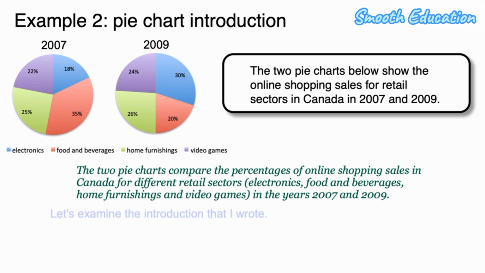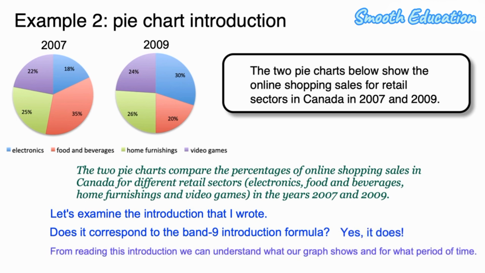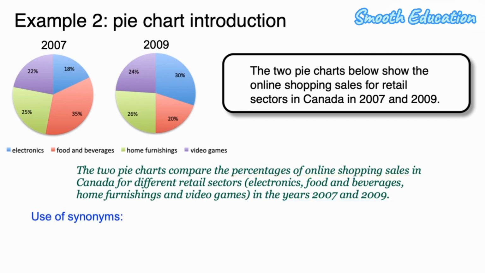Alright, let's examine the introduction that I wrote. Firstly, does it correspond to the Band 9 introduction formula? Well, yes it does. From reading this introduction, we can understand what our graph shows. In this case, percentages of online shopping sales. And for what period of time? Years 2007 and 2009. Okay, that's good.